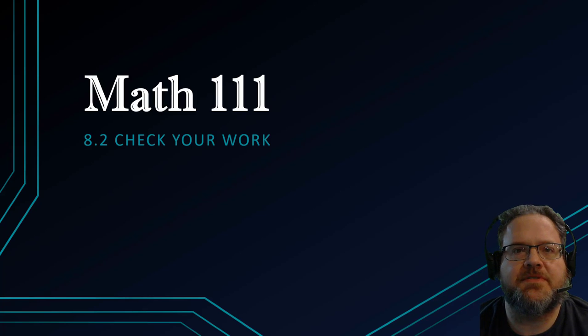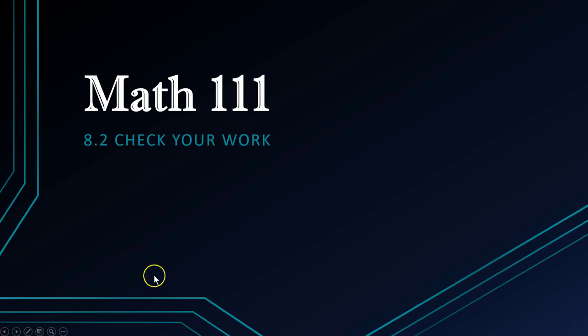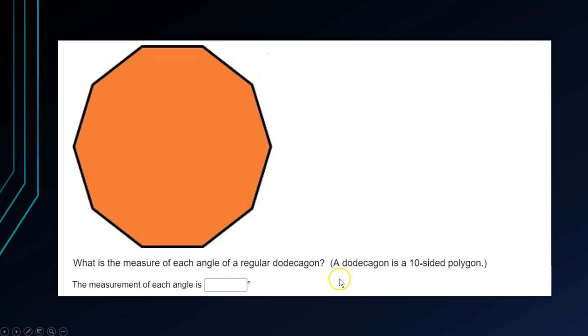In this video, I will review the problems that were presented as examples in the reading summary so that you can check your work. For example 1, you're given that you have a regular dodecagon, which is a 10-sided polygon, and you're asked to find the measurement of each one of the angles in that dodecagon.